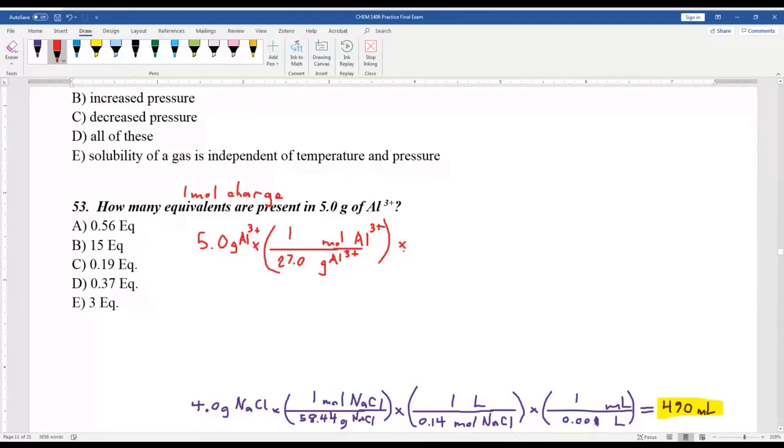Then you just have to recognize that since an equivalent is a mole of charge, 1 mole of aluminum, Al3 plus, has a 3 plus charge, so 1 mole times 3 is 3 moles of charge. So 3 moles of charge means it's 3 equivalents. And that's it. Like I said, this probably won't be covered, but some professors do cover it, so I included it.